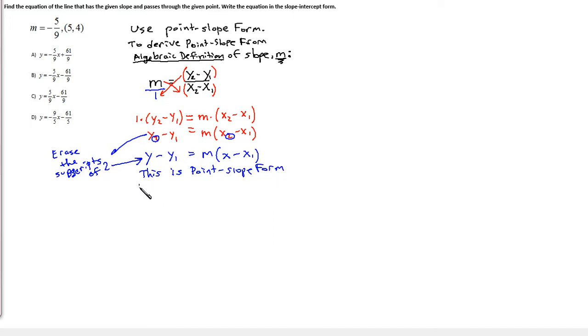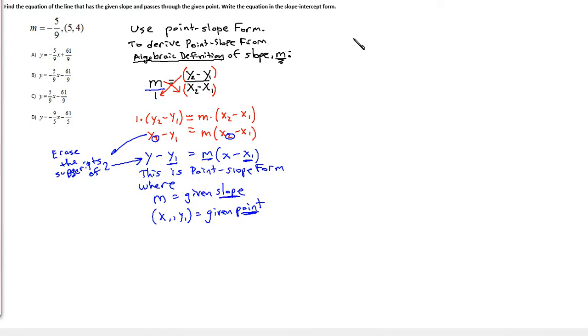Where m is a given slope, and this y1 and this x1 come from x1, y1, a given point. And this is where, when someone gives us a point, like an ordered pair, and a slope, we can substitute the slope, x1 and y1 into this point slope form.